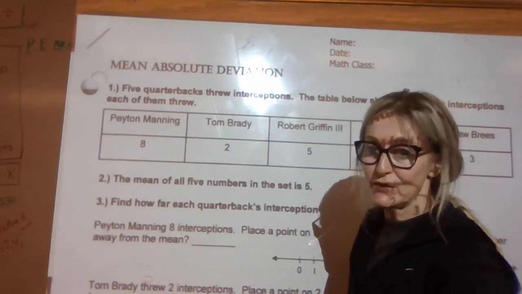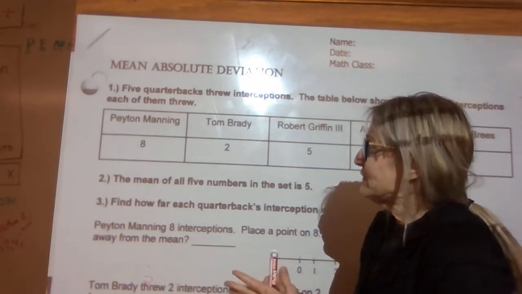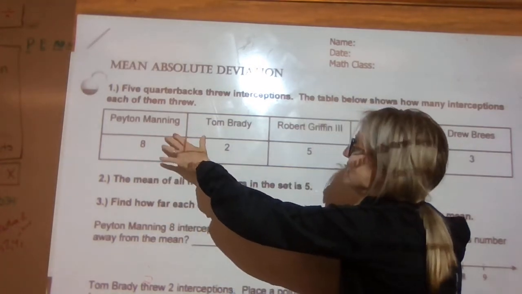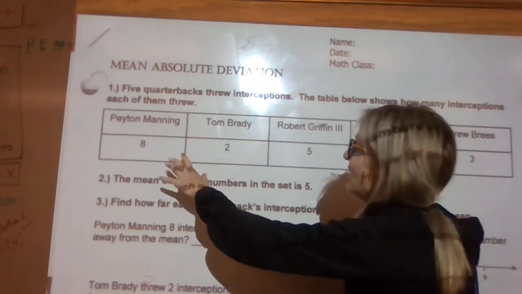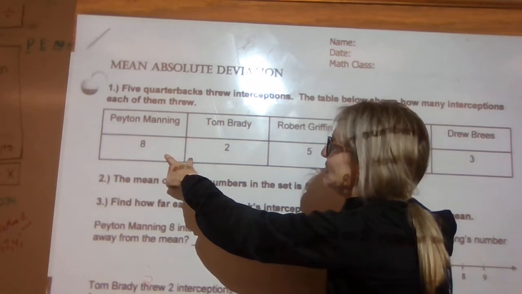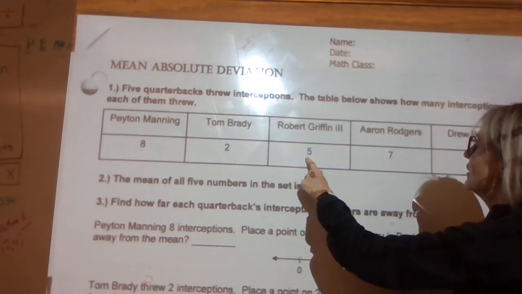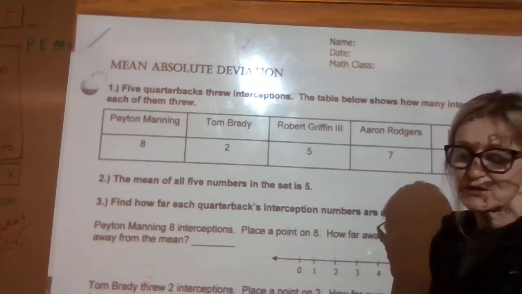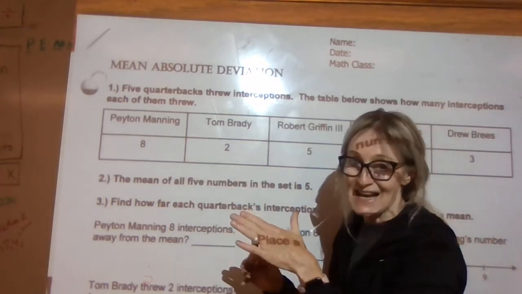And that's the first word in the name. So you find the mean. So we have our data here for these 5 quarterbacks and the amount of interceptions they threw. And I think this is older, like 2013 or something. So Peyton Manning threw 8, Tom Brady threw 2, RG3 threw 5, Aaron Rodgers threw 7, and Drew Brees threw 3 interceptions. So this is our data.